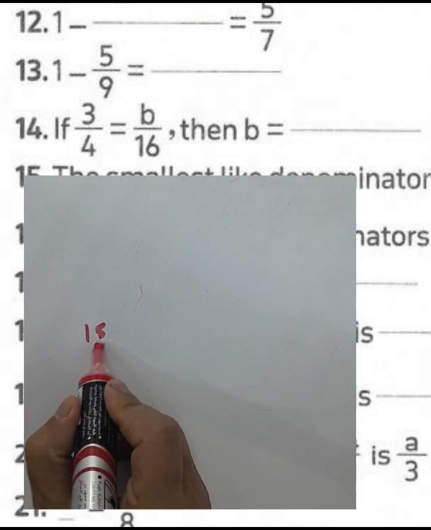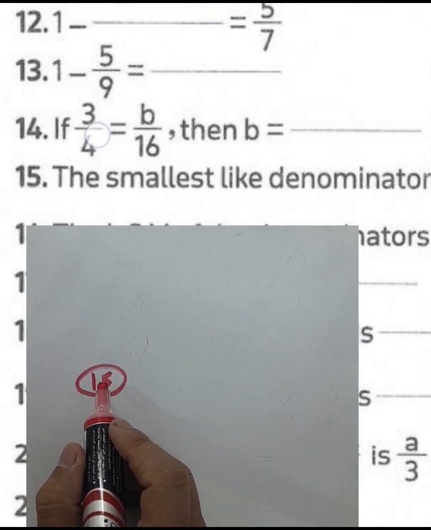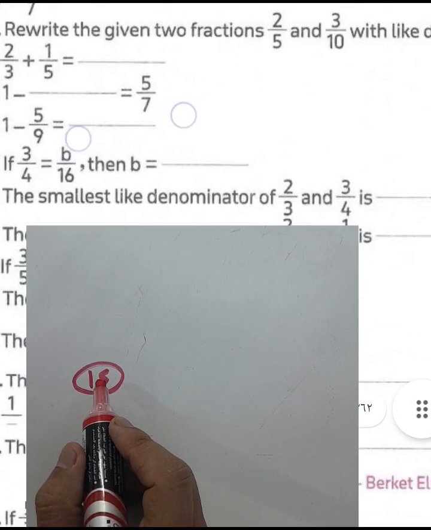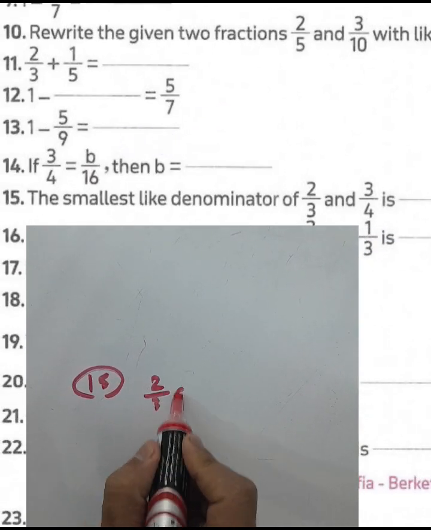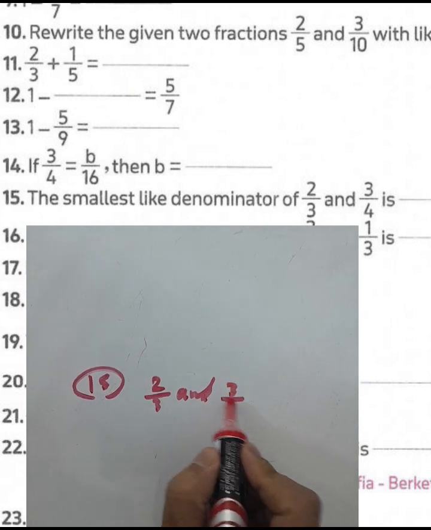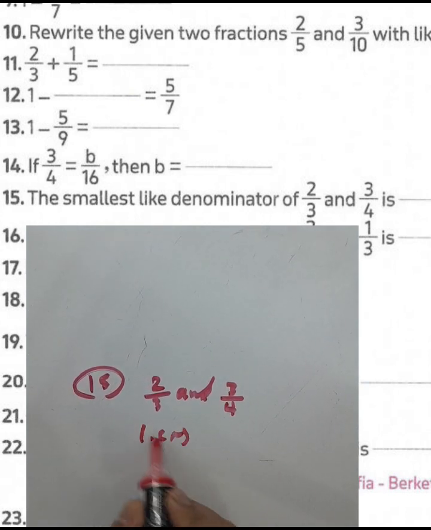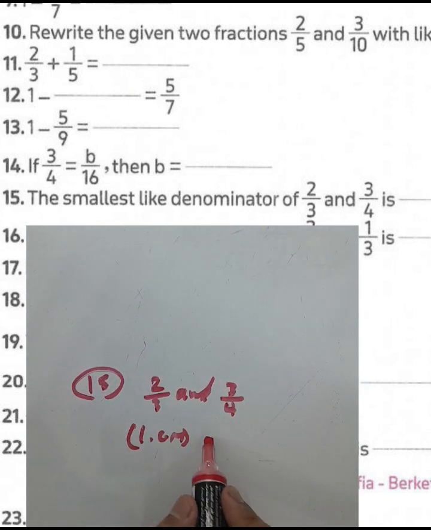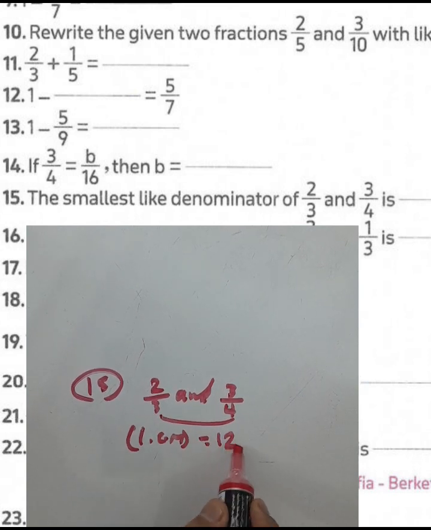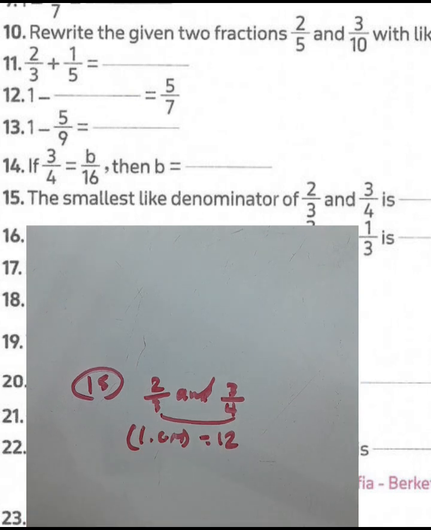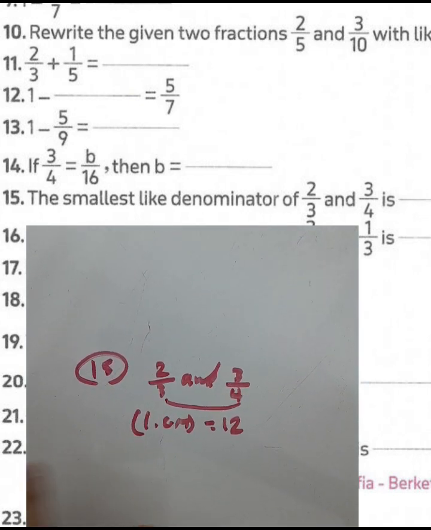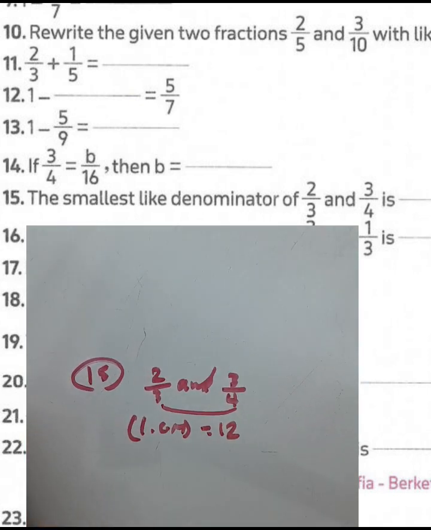Question 15. The smallest like denominator of 2 over 3 and 3 over 4 is 12. We have 2 over 3 and 3 over 4. We can find the least common multiple between the two denominators 3 and 4. It will be their product, 3 times 4 equals 12, because 3 and 4 are relatively prime numbers. 3 and 4 can't be divided by any number except 1. Then the least common multiple between them will be their product.